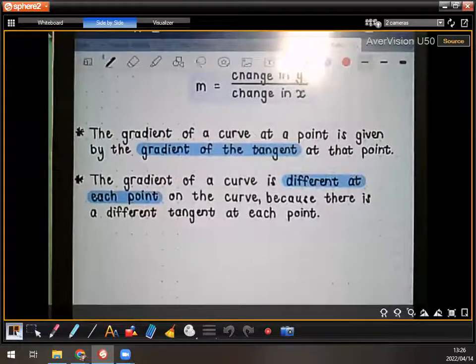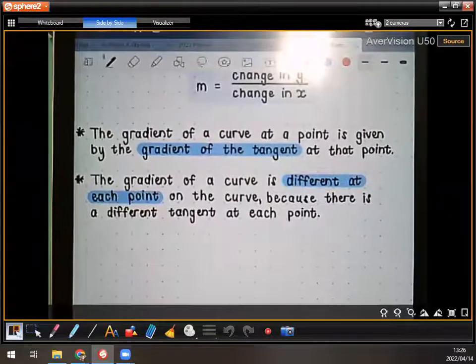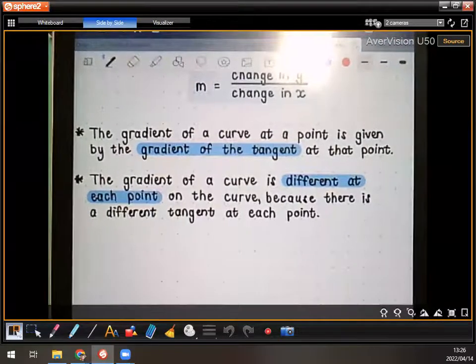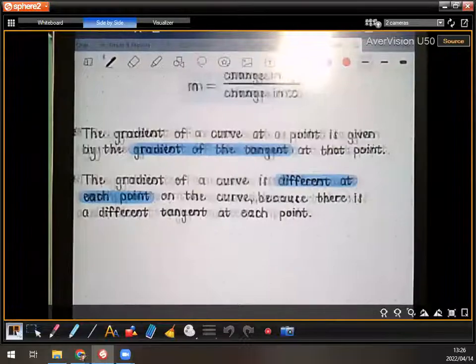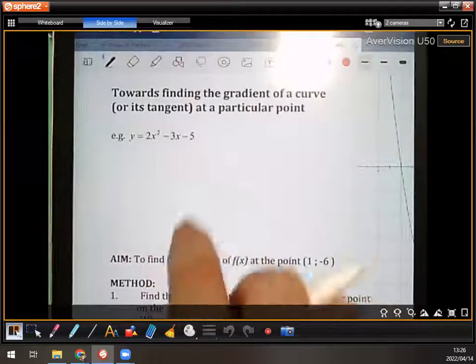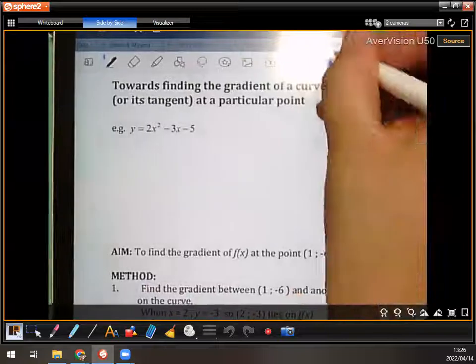Okay, so guys, are we understanding that the gradient of a curve at a point is the gradient of the tangent at that point? We're going to write it on this page as well. On the handout that I've given you, we're going to start looking at that page now. In this gap here underneath the equation, I want you to write that down, guys.